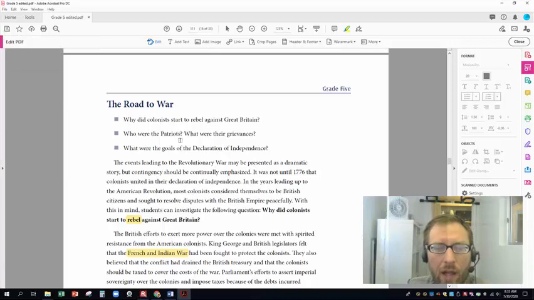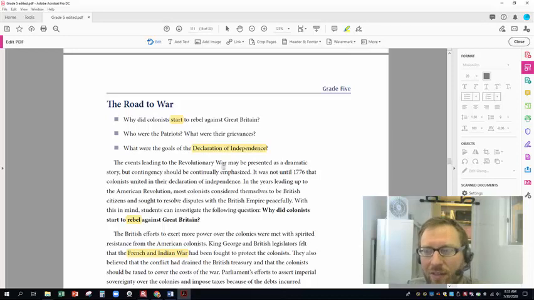Okay, now grade 5 gets us into the road to the War for Independence and then the war itself. So why did the colonists start to rebel against Great Britain? Who were the patriots and who weren't? What were their grievances? And then finally, emphasis on the Declaration of Independence.